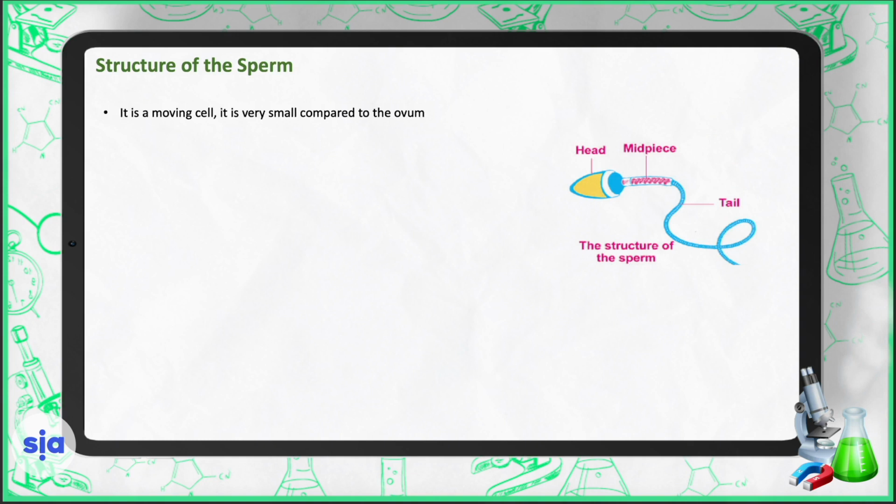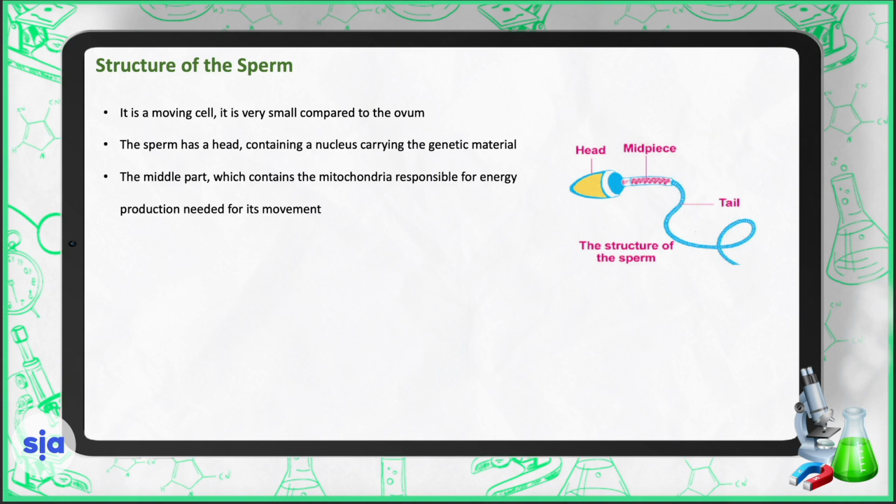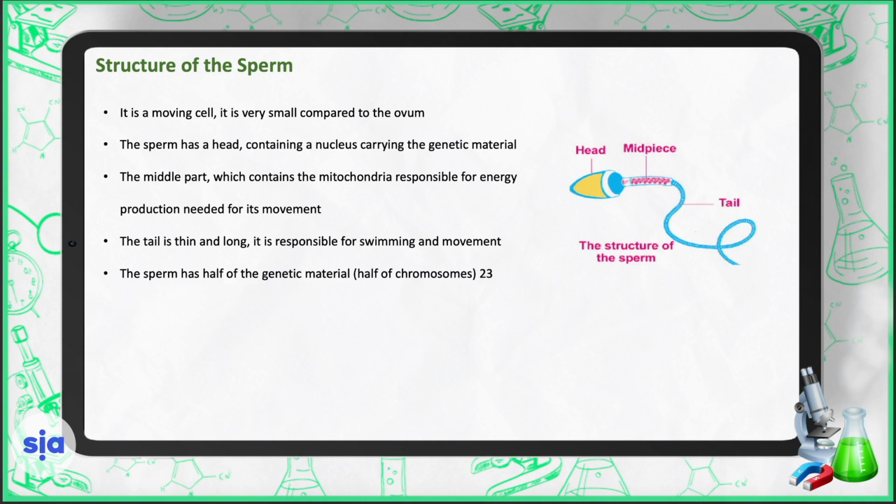This is the sperm. It's a moving cell and it's very small compared to the ovum. The sperm has a head containing a nucleus carrying the genetic material. The middle part contains the mitochondria, responsible for energy production needed for the movement. And the tail is thin and long. It is responsible for swimming and movement. The sperm also has half of the genetic material, half of the chromosomes, 23 chromosomes.